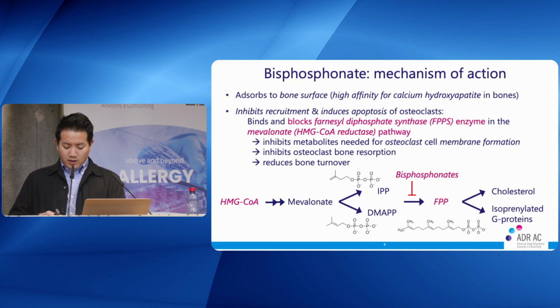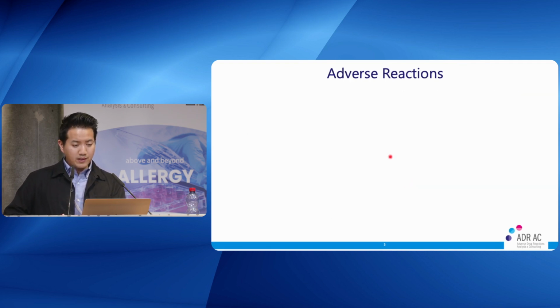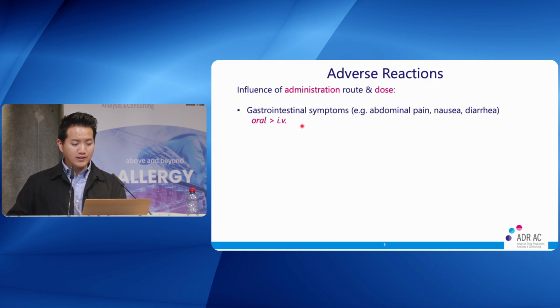Yes. So just going through this pathway here, why is it important? Because actually, sorry, coming back first now to adverse reactions. So I mentioned before that the administration route and the dose is important. And what we also have noticed before is that the most common symptom is actually rather gastrointestinal symptoms. So abdominal pain, nausea, and diarrhea. And there you often see them with more the oral given bisphosphonates.